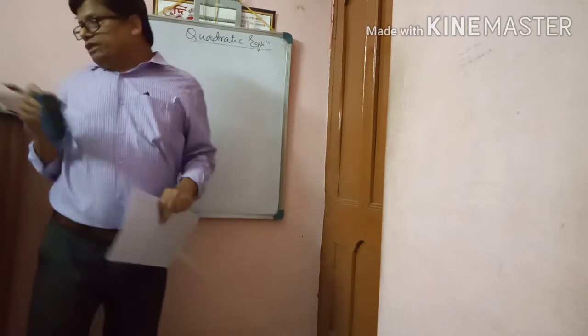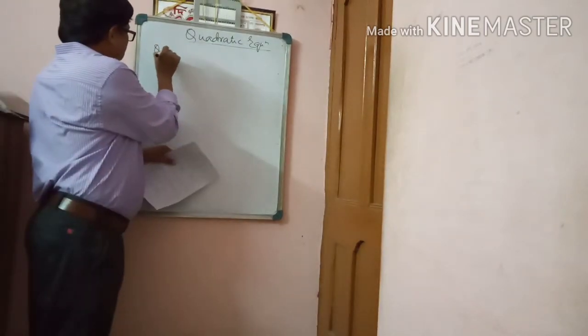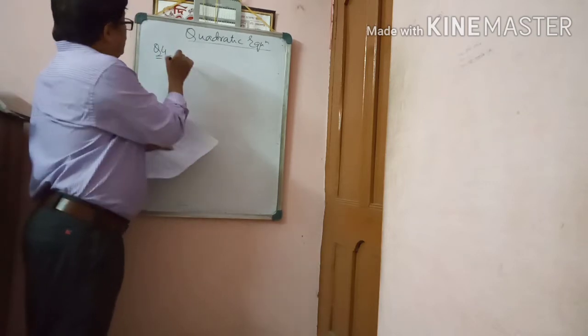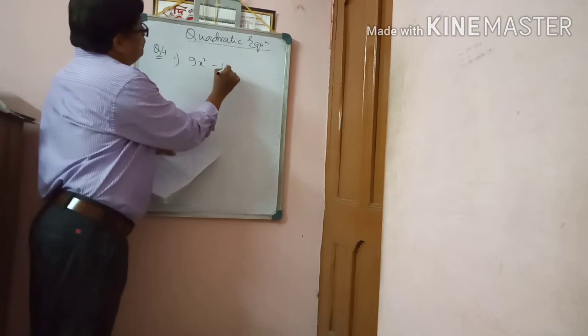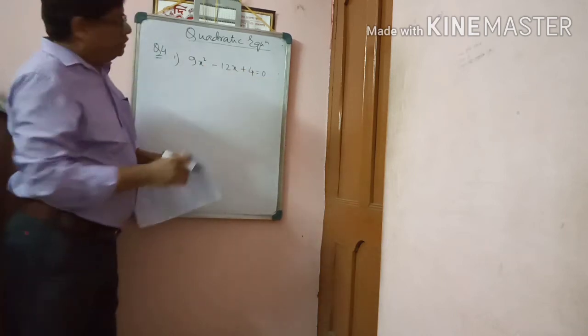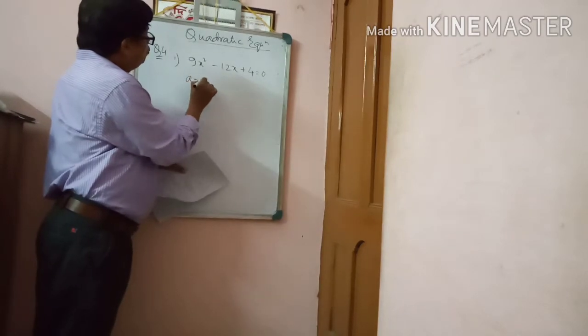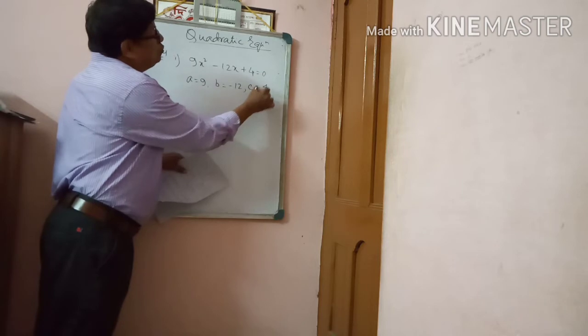Nature of the roots. It is given in question number 4, number 1: 9x square minus 12x plus 4 equal to 0. So a equal to 9, b equal to minus 12, c equal to 4.